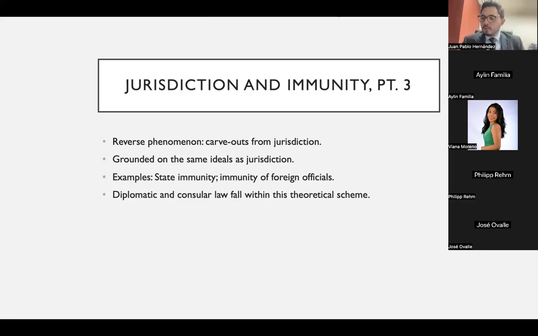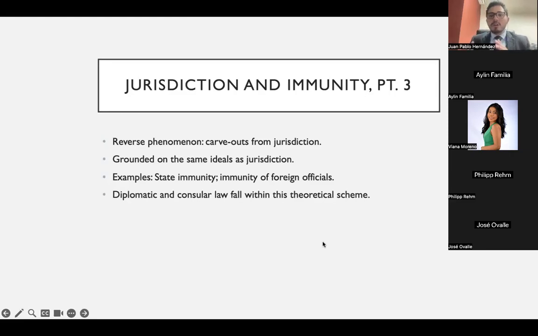ideals. As I mentioned before, the issue of jurisdiction is grounded on issues of sovereignty, sovereign equality, domestic jurisdiction, non-interference. And in that same sense, immunity from jurisdiction and immunity from enforcement is based on the same principles. And we can see this in the context of state immunity and the immunity of foreign officials, where it is understood that the sovereignty of the state, in a way, maps out to encompass the protection of certain international actors from the exercise of jurisdiction by states that have no link of nationality with them.